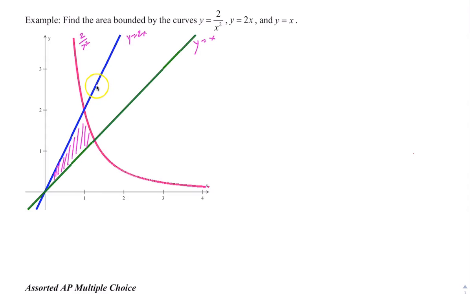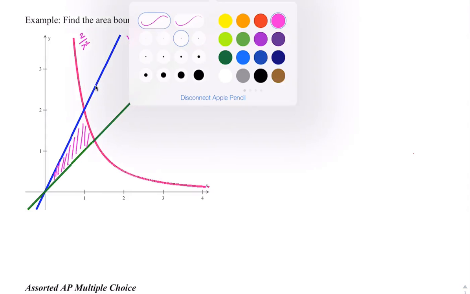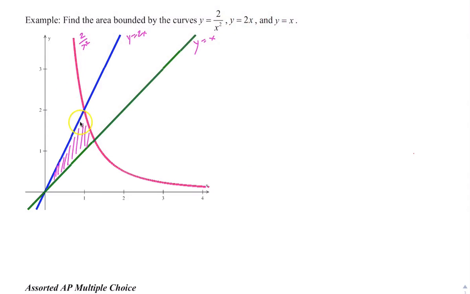Now the first thing you should notice on this one, I'm actually going to set up 2 different integrals. There's a different top function here. It splits right down the middle. So on this left side here, the blue one's on top, the green one's on the bottom. On the right side, the pink one's on top and the green one's on the bottom. So I'm going to have 2 separate integrals. I'll have blue minus green plus the integral of pink minus green.